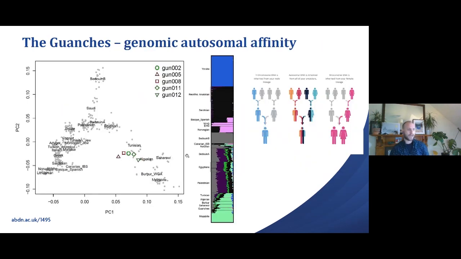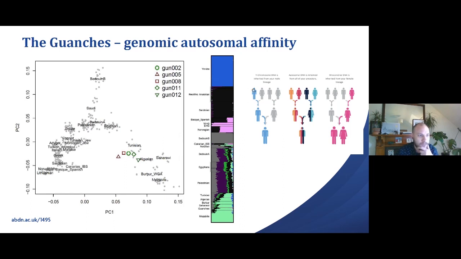And what we found is that they group primarily closest to modern day North Africans, which is not that surprising. In fact, it's been hypothesized, but it was nice to be able to confirm that using ancient DNA. And we looked at 3 different types of genetic markers that are informative for inferring the geographic origins of a group of people like this.